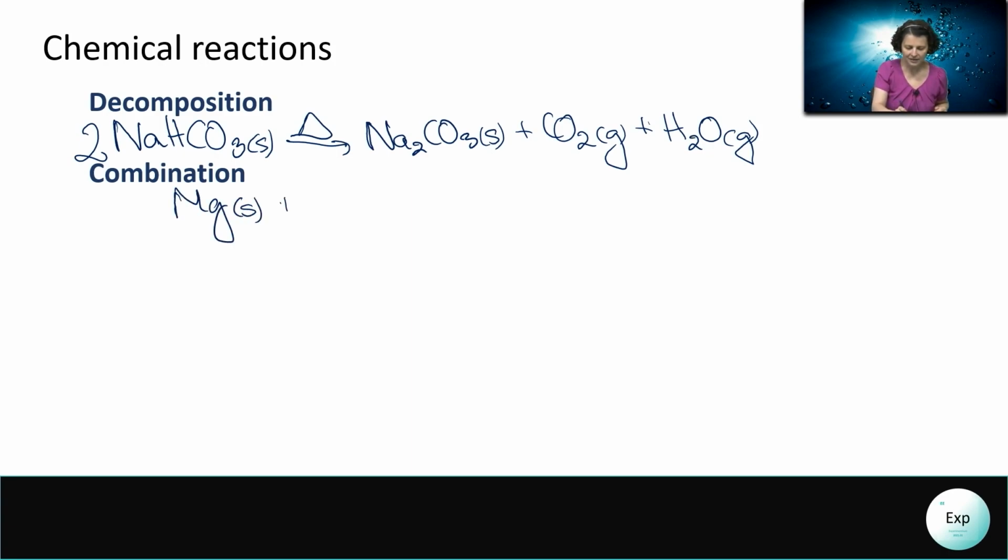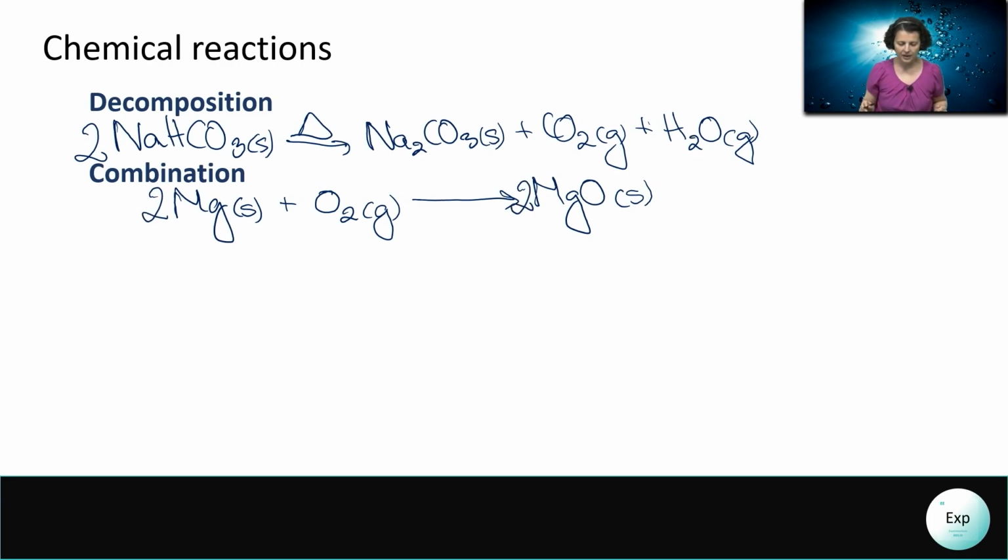Magnesium is a silver gray solid, and when burnt in air or in pure oxygen, which is a gas, it will produce a bright flash, and the result will be a white powder, which is the magnesium oxide. Magnesium oxide is a solid. To balance this equation, we need to place a 2 in front of magnesium and a 2 in front of the magnesium oxide.